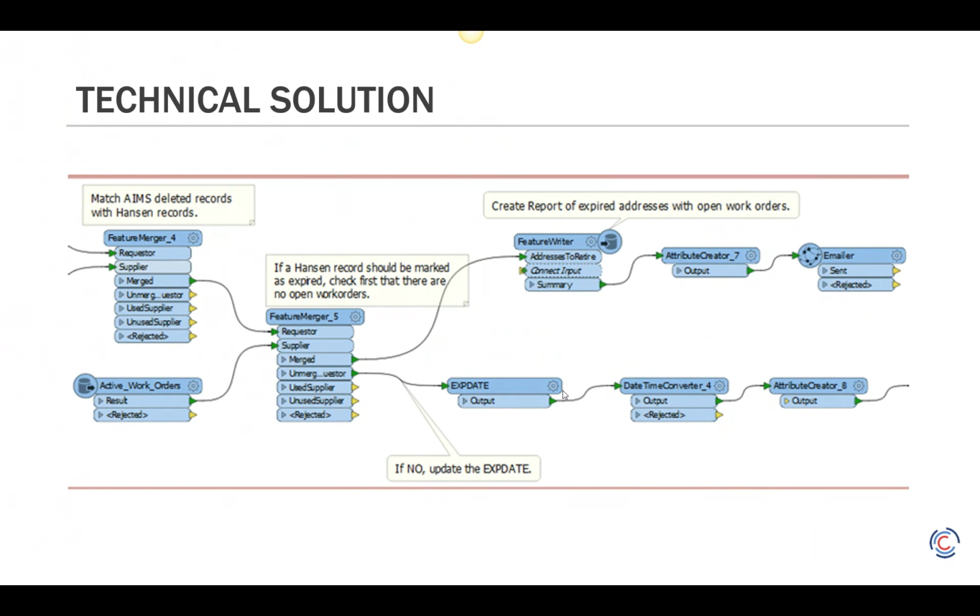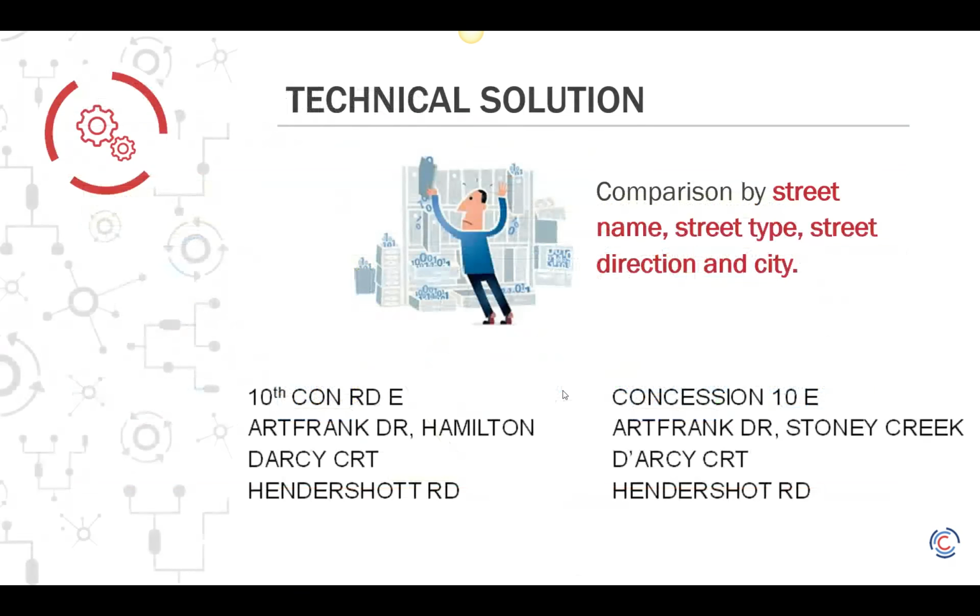And that's the kind of thing that you're seeing here in this process, where they're taking the deleted records and joining them with active work orders to make sure they're not retiring an address that still has a live work order, because that happens, first of all, and it may create some problems in the application.